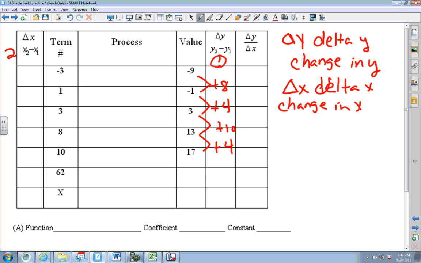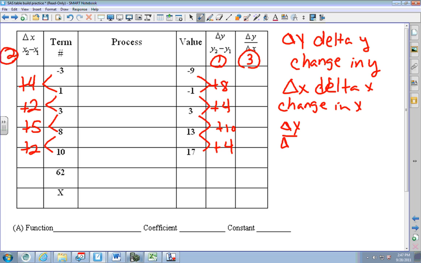Your second step is delta x, the change in x. You can do the same thing. Take the bottom number minus the top. This will be +4. Right here, bottom minus the top. This is +2. Same thing here. 8 minus 5 is +3, or 3 plus 5 is 8. This is +2. Step number 3 is delta y over delta x.